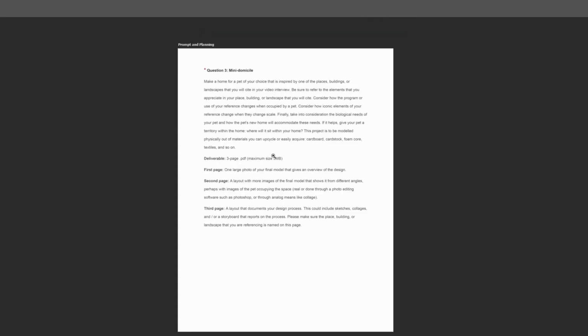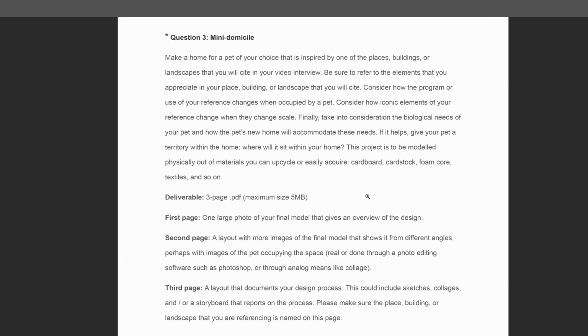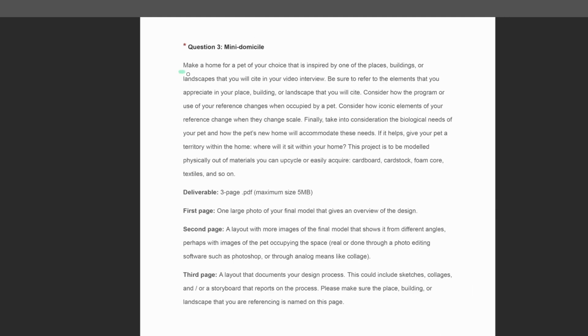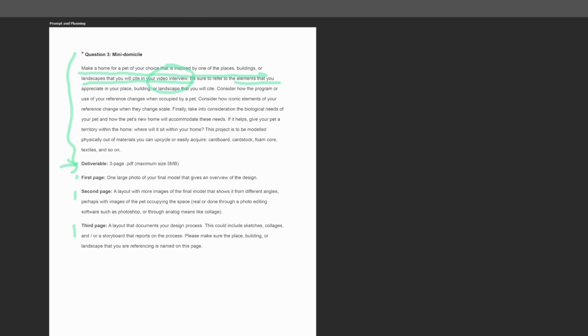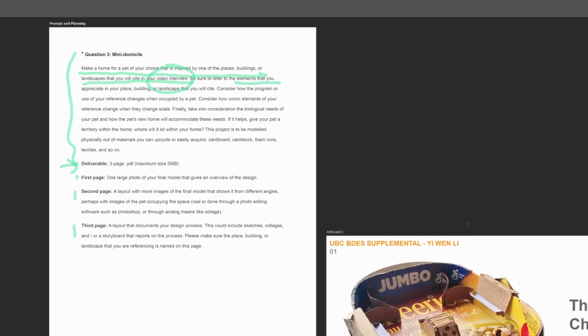So the next part of this is the mini domicile project. And what this is, is to make a home for a pet of your choice that is inspired by one of the places, buildings, or landscapes that you will cite in your video interview, which we'll get to at the end of this video. Be sure to refer to elements and blah, blah, blah. So this is a giant prompt. It ties in with question 4, your video interview. So again, they give you the instruction that is a 3-page PDF, what to put on your first, second, and third page. And this is basically the same format as your lamp project.